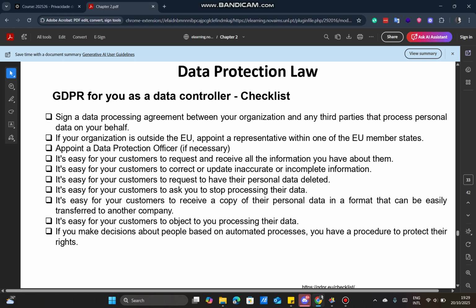Okay. It's easy for customers to request and receive the information you have about them. You need to make sure this is possible. You need to make sure customers can correct and update their information. You need to make sure customers can request to have their data deleted. Those are articles 13, 15, 17, okay? Customers need to be able to do this.